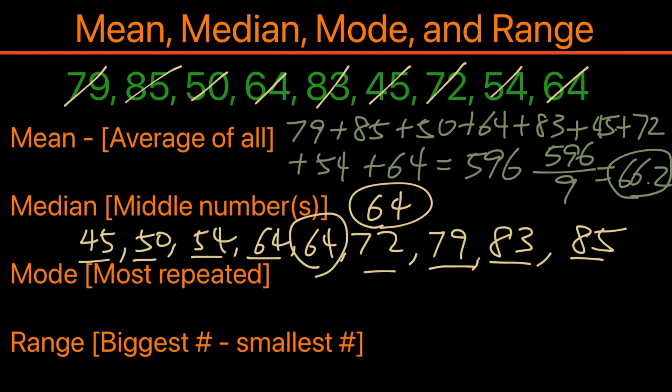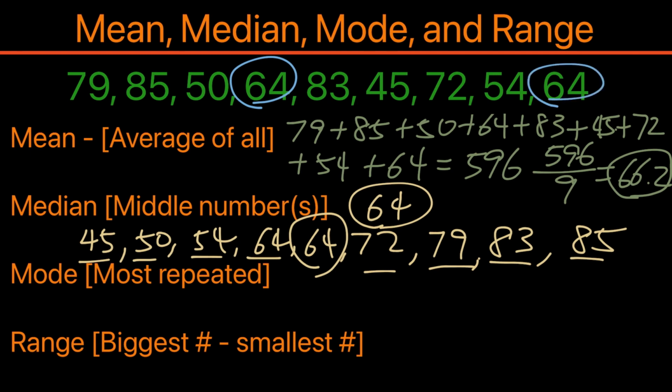Now for the next item, we have mode. And mode would be the most repeated number. So by looking at the data set, all we need to find are numbers that are repeated. So we can see that none of the numbers repeat except 64. There's 2 of them. So therefore the mode would be 64.